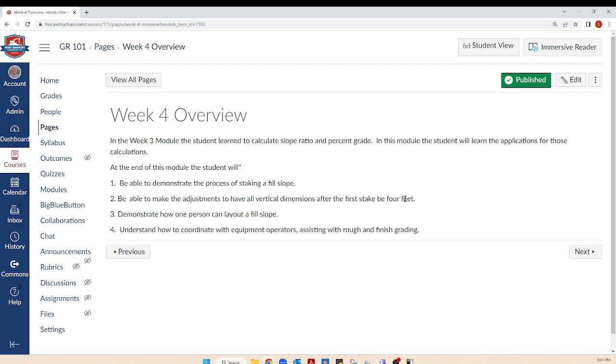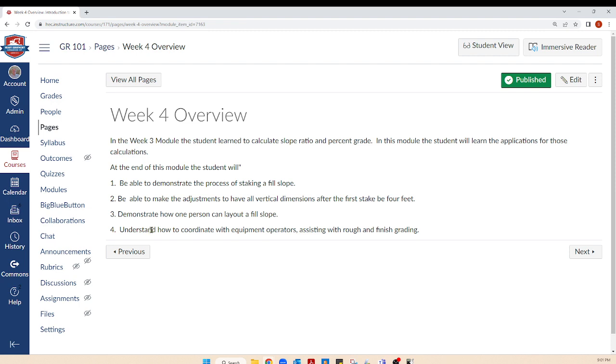Okay, so be able to make adjustments to have all vertical dimensions after the first stake to be 4 feet vertical. That's a matter of convenience, and we talked about that a little bit, but we're going to get into that. And we're going to show how one person can lay out a field slope, stake out a field slope.